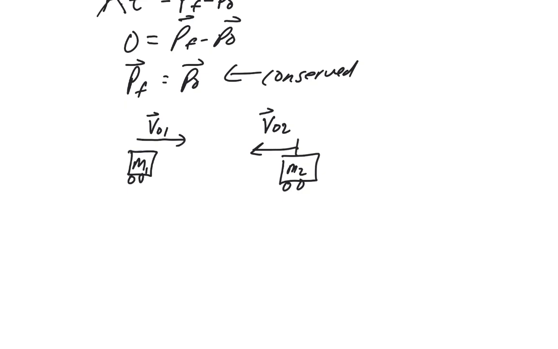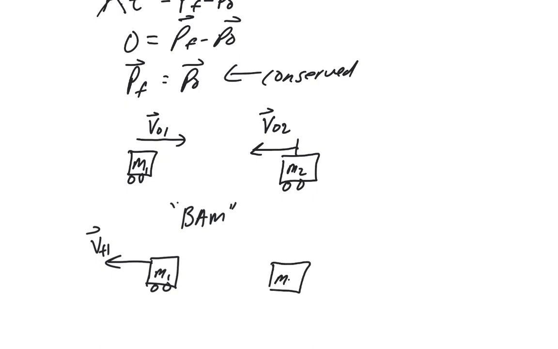So this is our initial condition, and they're going towards each other, so we're certainly going to have a collision, bam. And what happens after the collision? Well, we're going to have cart M1, and you can imagine that it's probably going to be going to the left now, so that's going to be its final velocity. We're going to assume it's on a frictionless surface of some kind. And then we're going to have cart M2, and it's going to be going to the right now, and we're going to call that V final of cart 2.